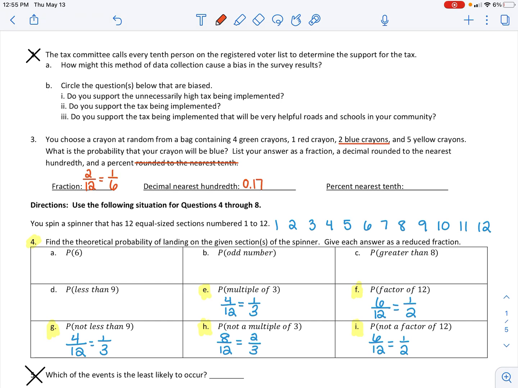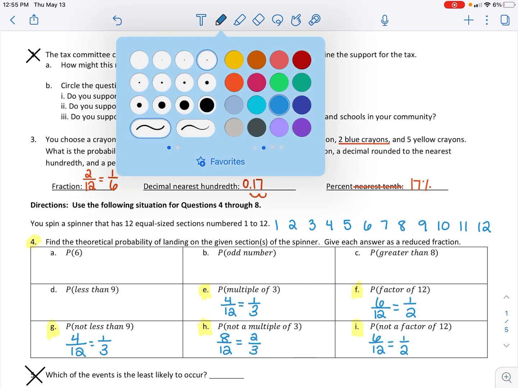Okay, and then since we already rounded our decimal to the nearest hundredth, we can go ahead and move that decimal place twice to get my percent, which is going to be 17%. So there's a 17% chance that I pick a blue crayon.